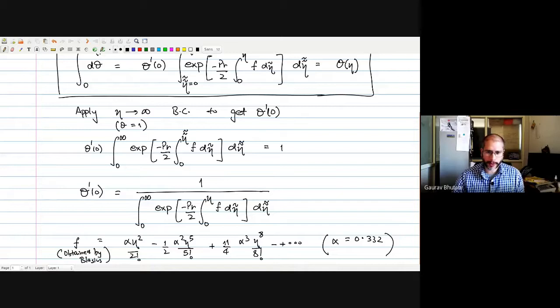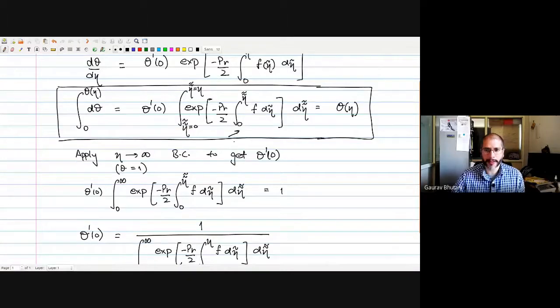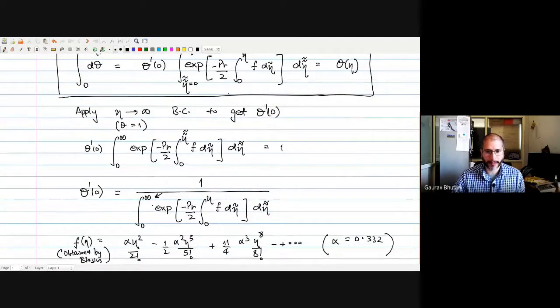So the job now is, since we know f as a function of eta, we know the analytic form of this function as an infinite series in terms of eta. We can substitute that into this expression and integrate it and get the value. We can do the same in this expression here, and again integrate and get the value of the integral in terms of eta, because the limits are in terms of eta. The only difference between these two expressions is that this one has a limit at infinity, and the one above has a limit at eta.